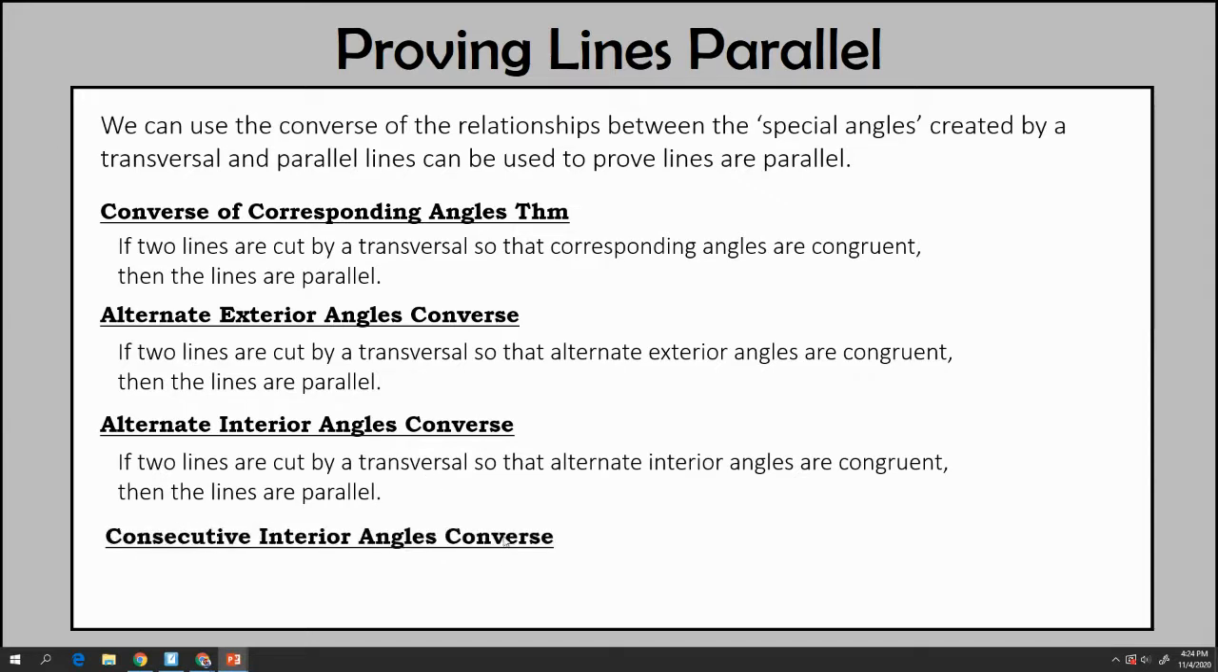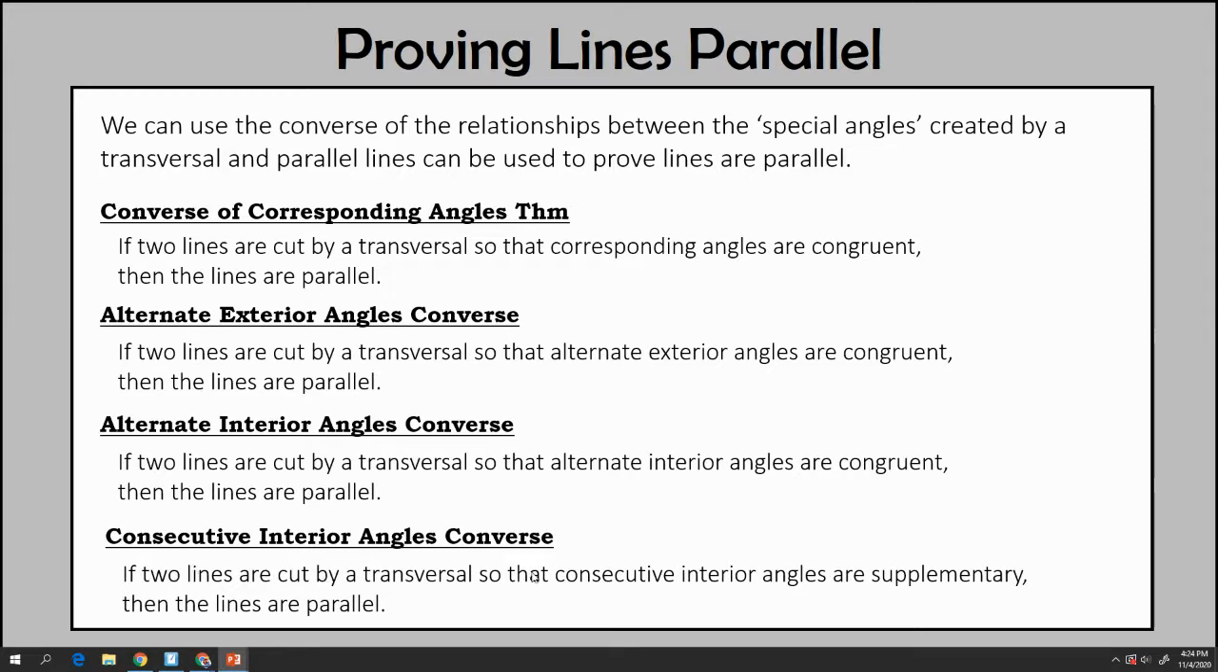And consecutive interior angles converse. This is the one that's a little different. If two lines are cut by a transversal so that the consecutive interior angles are supplementary. Remember, these two add up to 180, same side of the transversal on the interior. If we can prove that, then the lines are parallel.